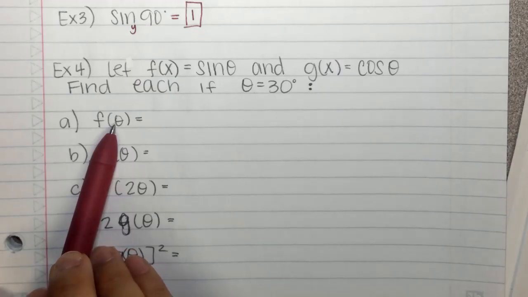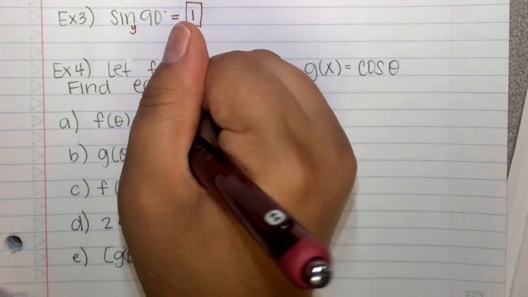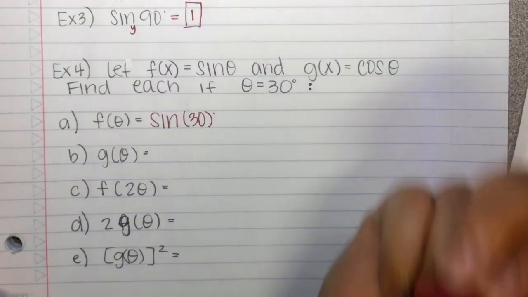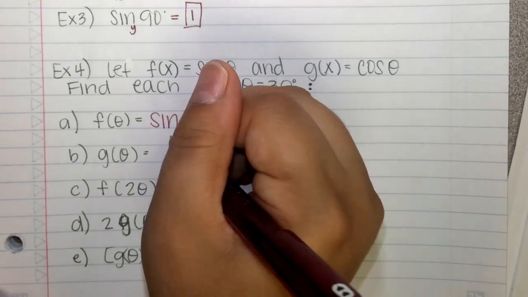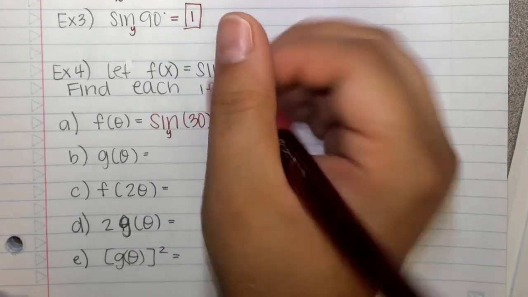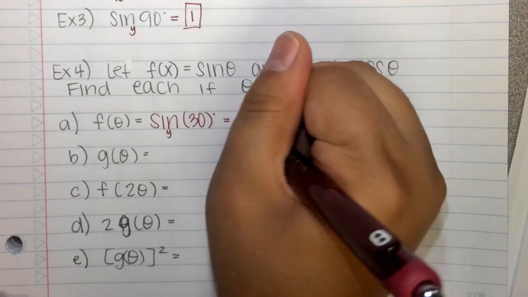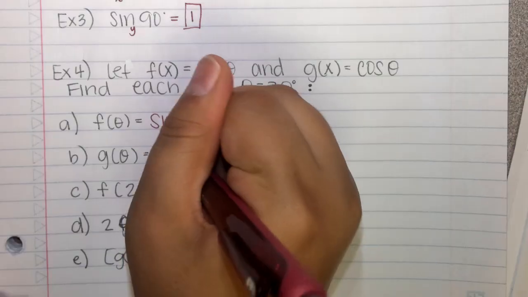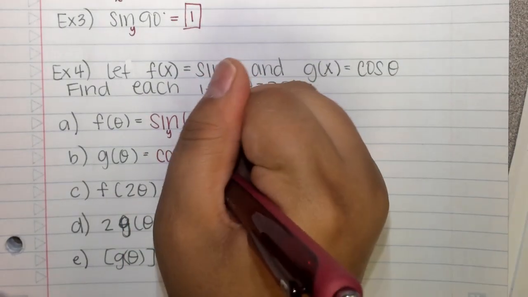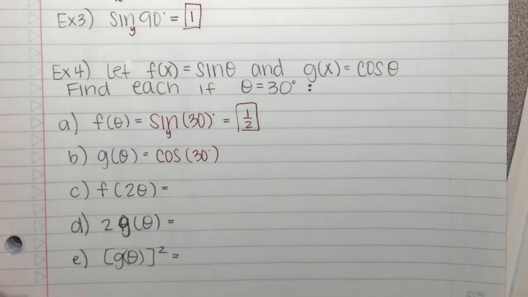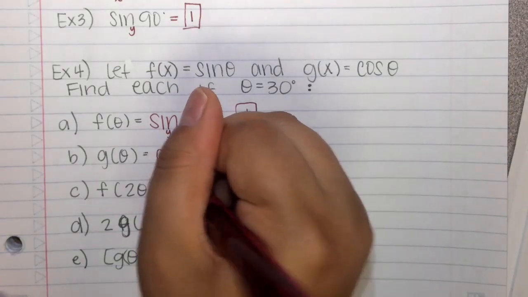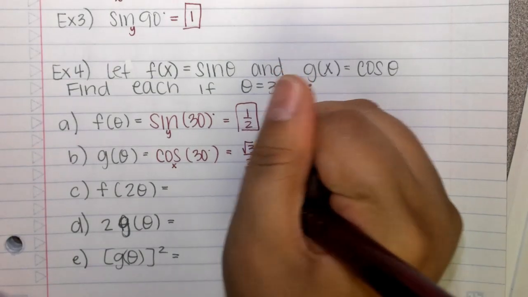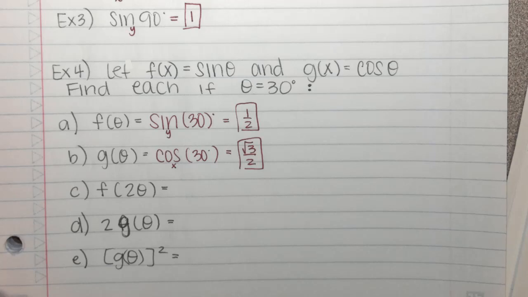What is f of theta? It is sine. What's theta? 30. What is the sine of 30 degrees? Sine is the y. What's the y at 30 degrees? 1/2 is your answer. G of theta. What's g? Cosine. And theta? 30 degrees. What is the cosine, or the x, at 30 degrees? Square root of 3 over 2. Does this make sense?